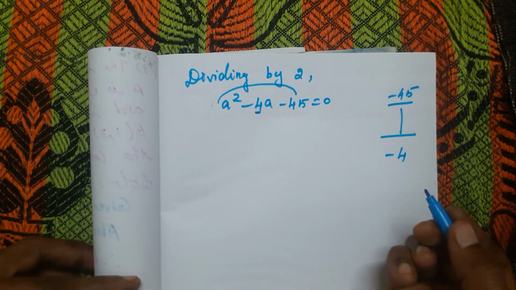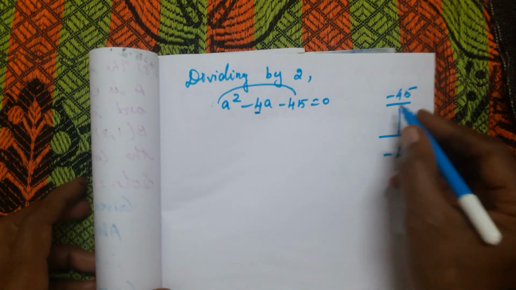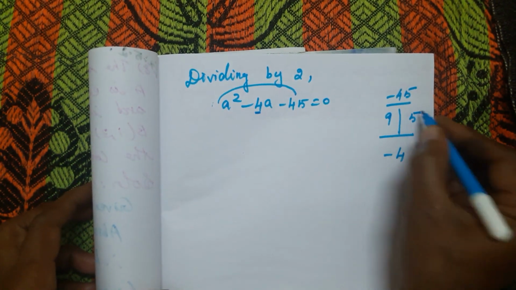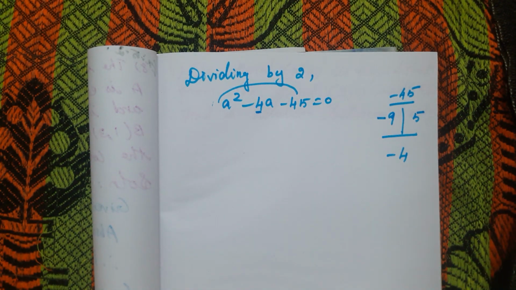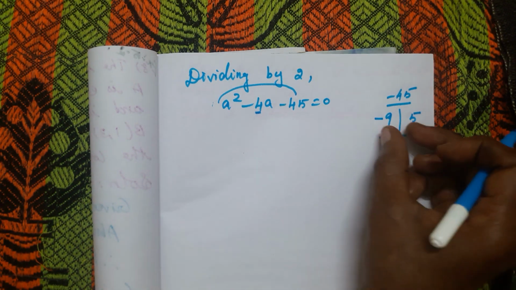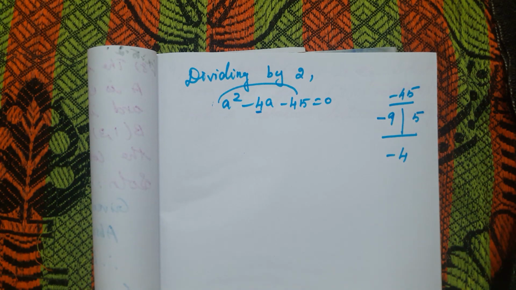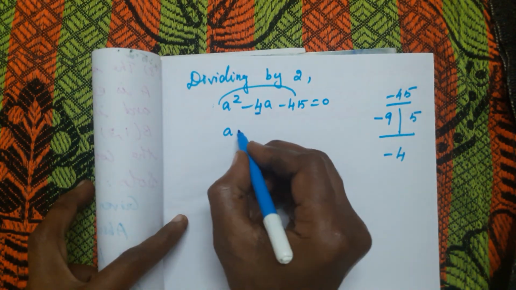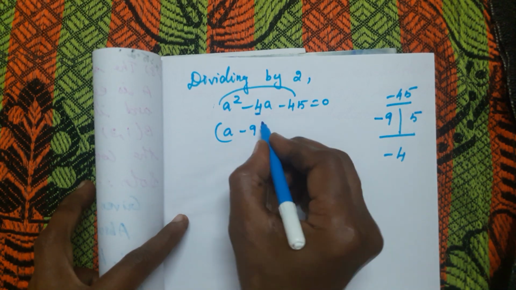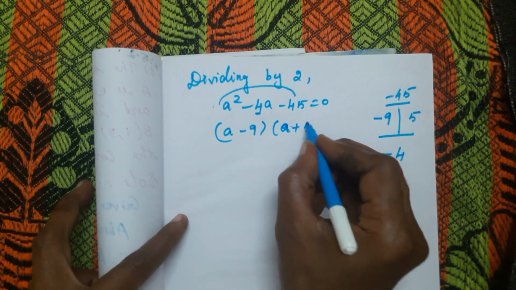What are the factors? Multiplying gives minus 45, adding gives minus 4, so 9 and 5. Which one is minus? This one is minus. Clear? Multiply to get minus 45, add to get minus 4: minus 9 and 5 we are getting. So we can write (A minus 9) into (A plus 5) is equal to 0.